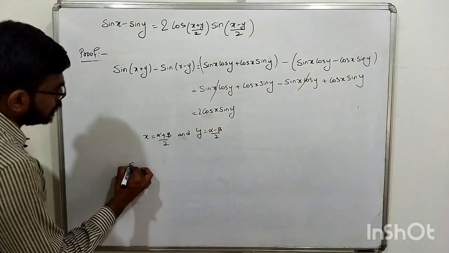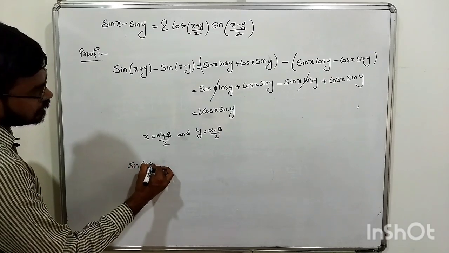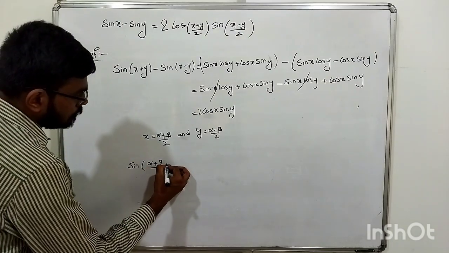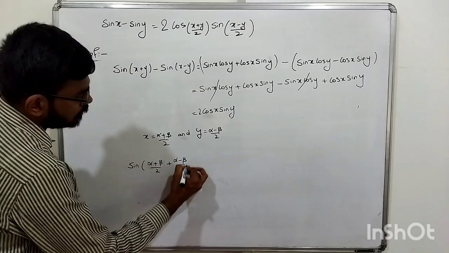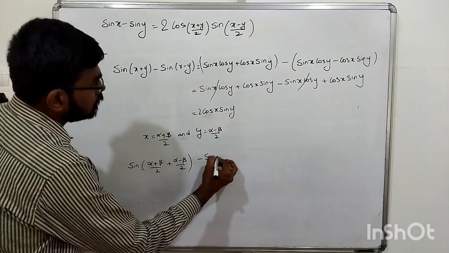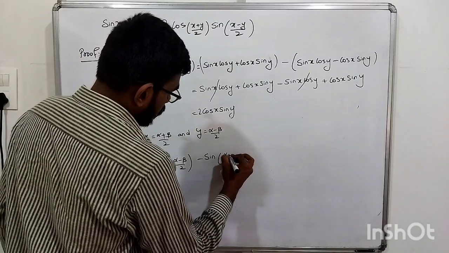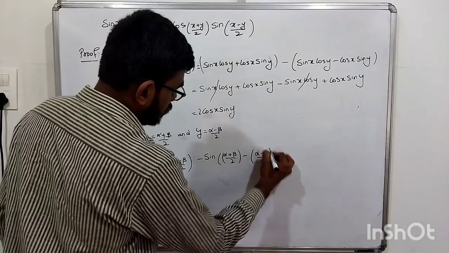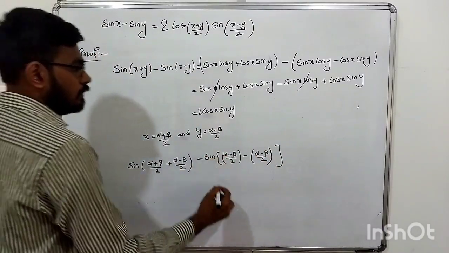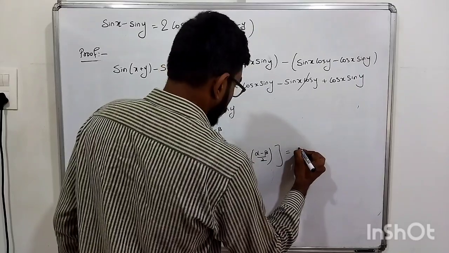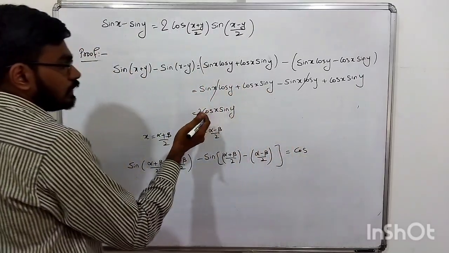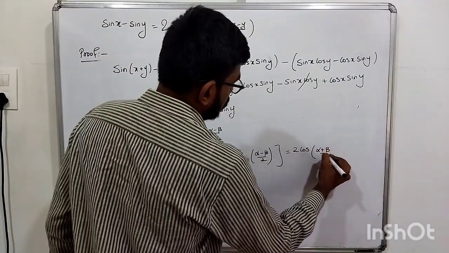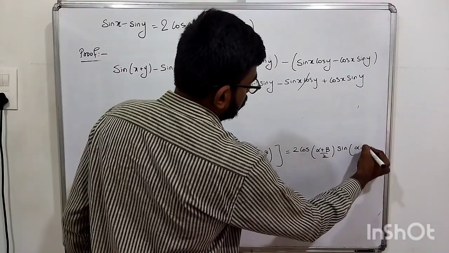So this LHS will become sine of x, in place of x we have alpha plus beta upon 2, and in place of y we have alpha minus beta upon 2, minus sine of, in place of x we have alpha plus beta upon 2 minus alpha minus beta upon 2. And here we have cos, 2 cos alpha plus beta upon 2 sine alpha minus beta upon 2.